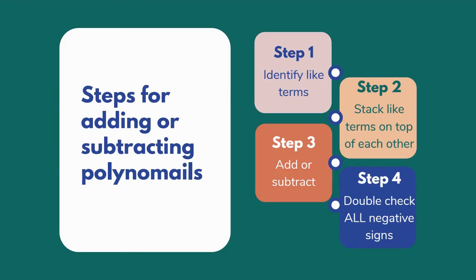So really quickly, here are some steps for adding or subtracting polynomials. Then we'll go through some examples together. So when we're adding polynomials, we're first going to identify our like terms. Then we will stack our like terms on top of each other. We will add or subtract. In our first example, we will be adding, and then we will double check all of our negative signs. That will be a really important step before we find our final sum or difference.